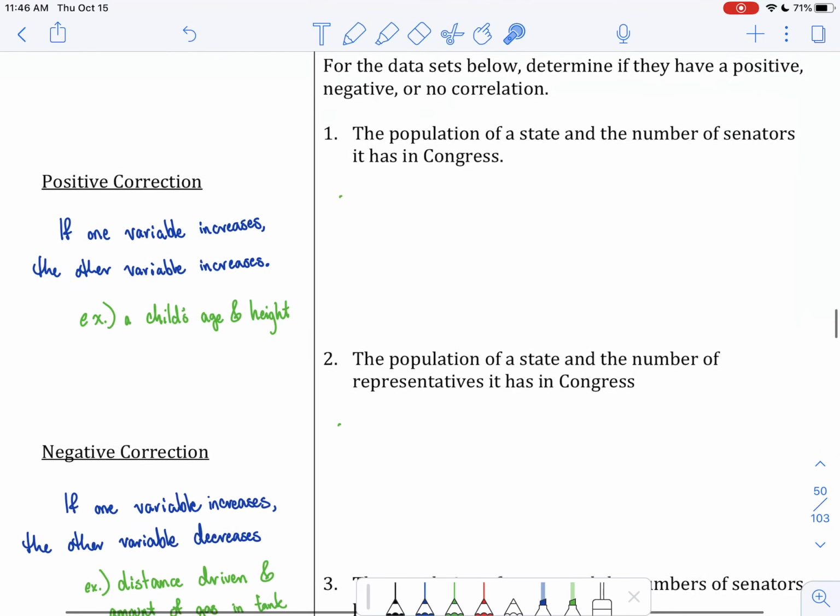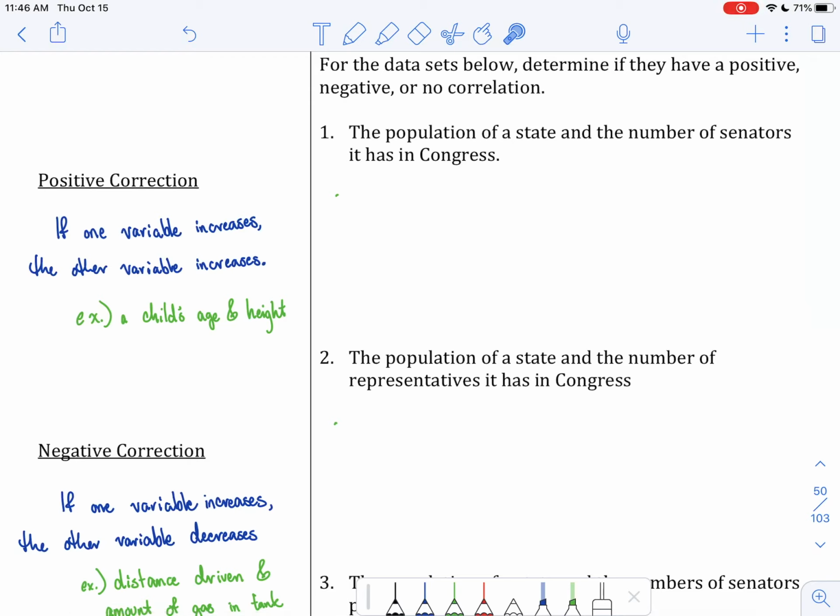Now, number 1 asks, for the data sets below, determine if they have positive, negative, or no correlation. So number 1, a population of a state and the number of senators it has in Congress. Now, this has no correlation. If you remember your history lessons, all states, no matter the population, have 2. So all states have 2 senators. And it doesn't matter if it's California, which has millions of people living in it, or if it's something like Rhode Island, a very, very small state, with a much smaller population. All of them have 2.